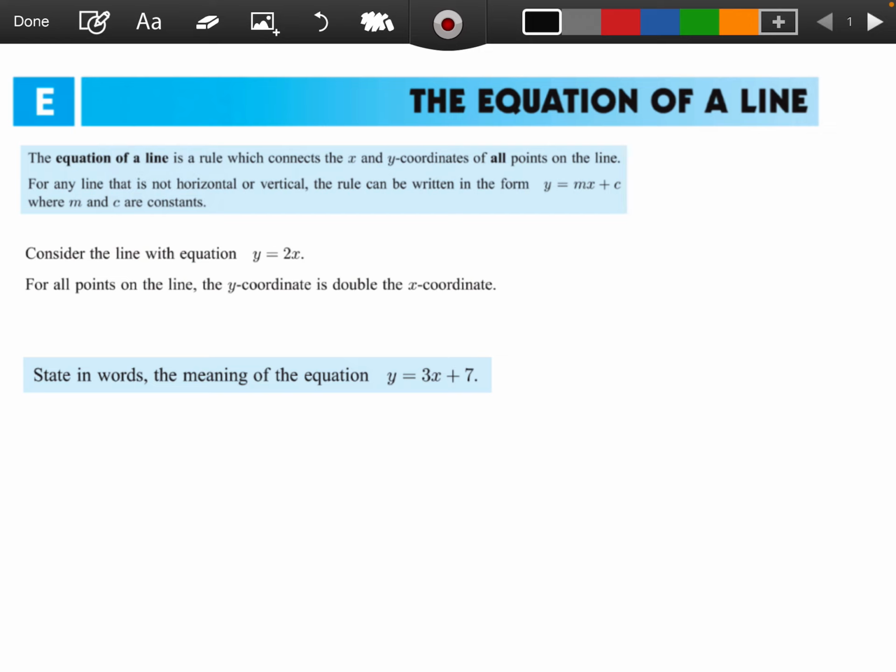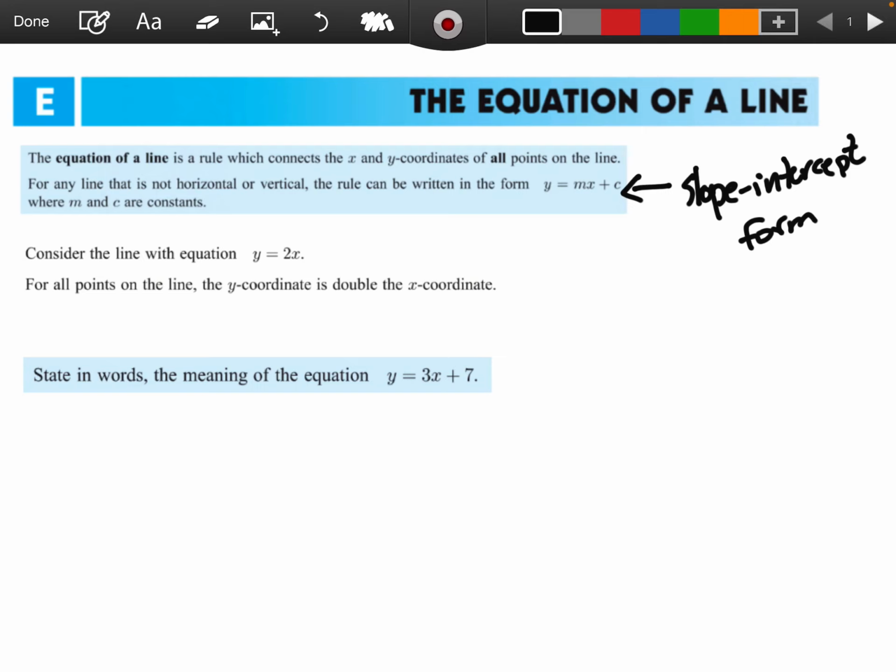As long as it's not horizontal or vertical, you can write the equation of a line in this form: y equals mx plus c, and that's called slope-intercept form, and we'll talk more about that a little bit later. But what you need to know is the x and the y are part of the equation. They're just there. That's the x coordinate and the y coordinate.